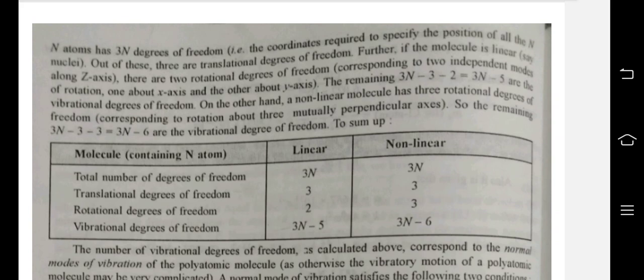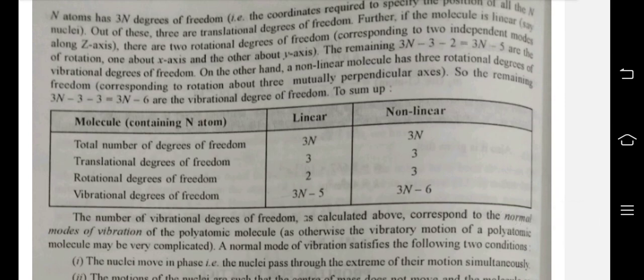Out of these, 3 are translational degrees of freedom. Further, if the molecule is linear, there are 2 rotational degrees of freedom corresponding to 2 independent modes of rotation, one about x-axis and other about y-axis. The remaining 3n minus 3 minus 2, which is equal to 3n minus 5, are the vibrational degrees of freedom. On the other hand, a non-linear molecule has 3 rotational degrees of freedom corresponding to rotation about 3 mutually perpendicular axes. So the remaining 3n minus 3 minus 3, which is equal to 3n minus 6, are vibrational degrees of freedom.